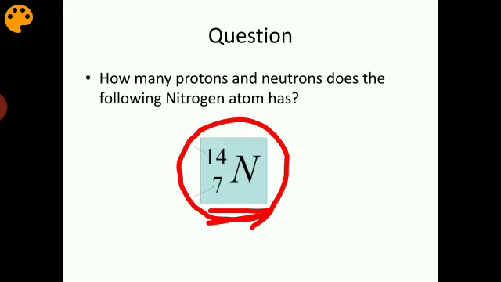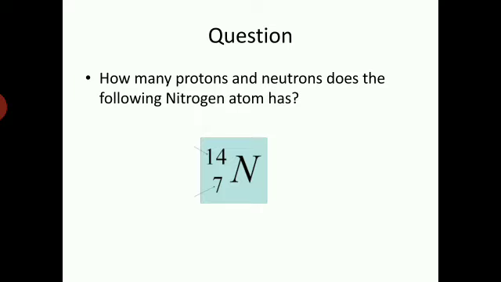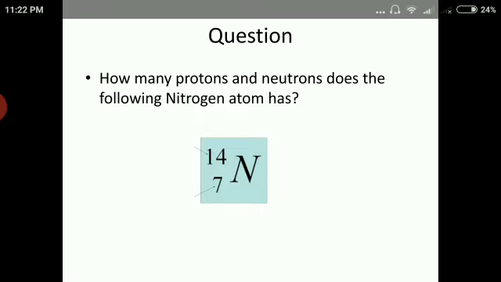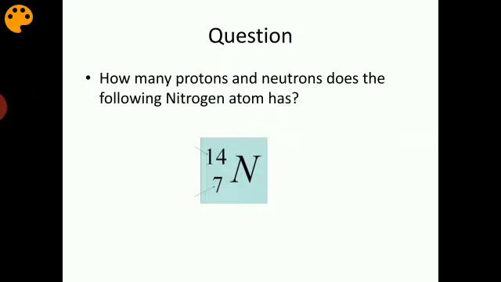I hope the question was easy for you. So how many protons are there? This number represents the number of protons. So that means 7 protons are there. How many neutrons are there? Protons are 7. Number of neutrons, is it 14? It is not 14. Okay, you have to be careful when you find the number of neutrons.